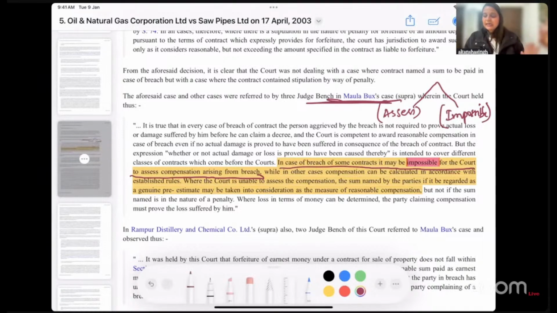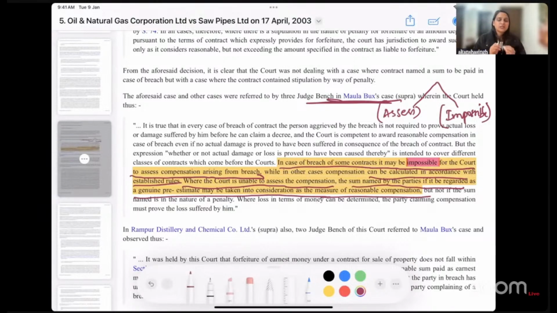It says, in case of breach of some contracts, it may be impossible for the court to assess the compensation, while in other cases, it can be calculated in accordance with the established rules, the rules that we discussed yesterday. So, where the court is unable to assess the compensation, will they not grant you any compensation? Obviously, they will. And the sum named by the parties, if it be regarded as pre-genuine, may be taken into consideration as the measure of compensation.